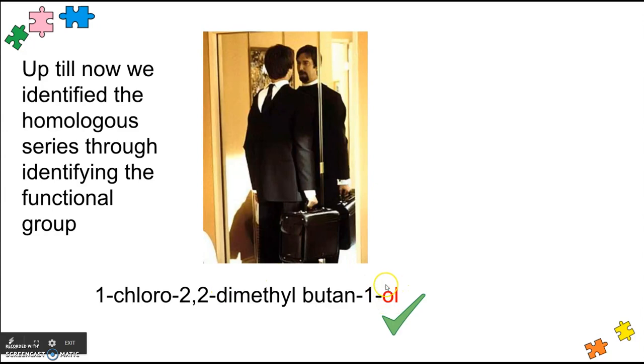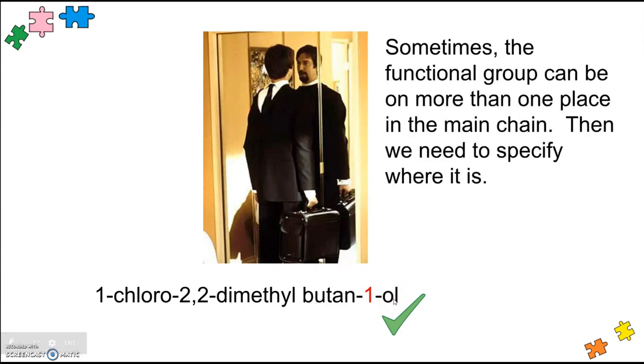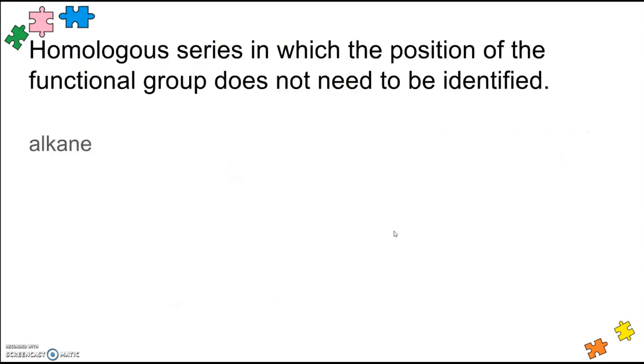In our first 4 videos, we realized that the last part of the name indicates the homologous series, and we figured out exactly how to name that. In this video, we are going to look at this little number over here that indicates the position of the functional group. Sometimes the functional group can be in more than one place in the main chain. Therefore, we need to specify exactly where it can be.